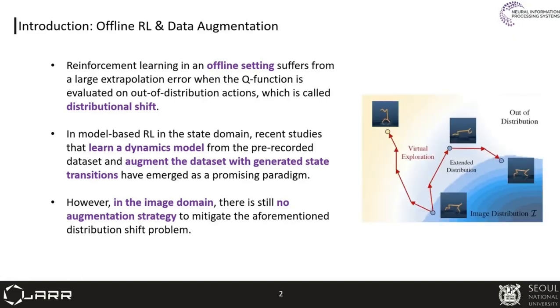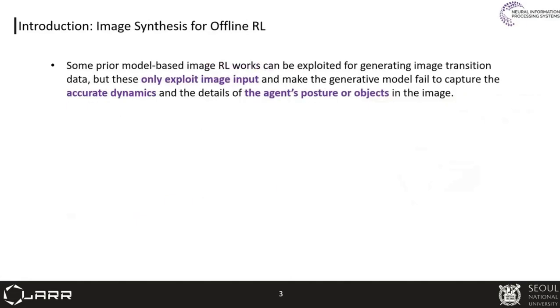So, as shown in this concept figure, we try to extend the given offline image data distribution by virtually exploring the state space and generating the image transition data. Even though some prior image RL methods can be exploited for generating image transition data in a similar manner to the state-based ones, the quality of the output images from these approaches is not that satisfactory because these only exploit image input and make the generative model fail to capture the accurate dynamics and the details of the agent.